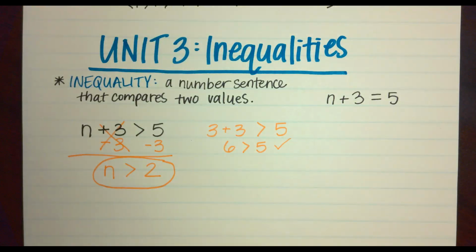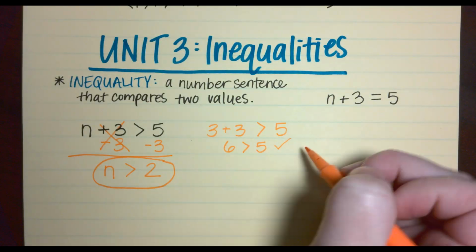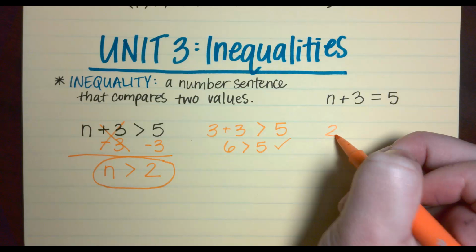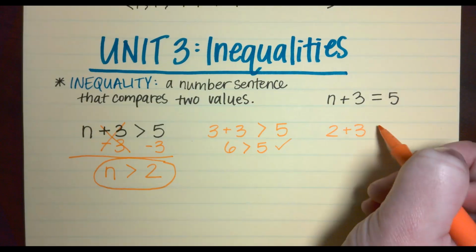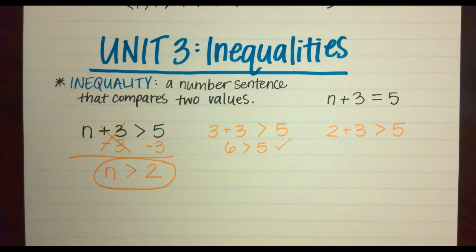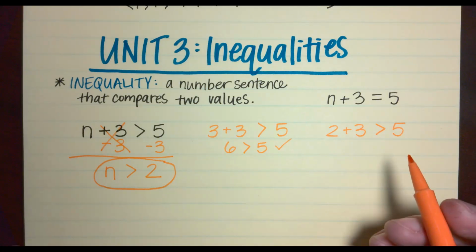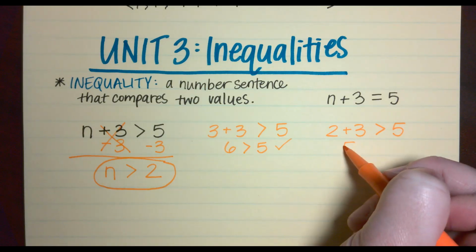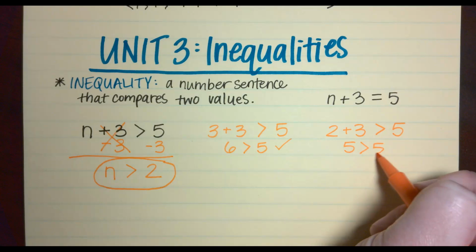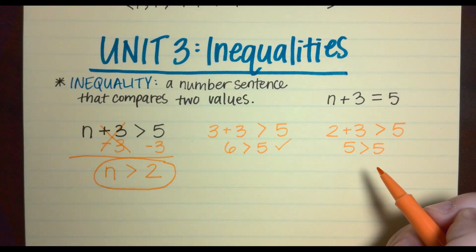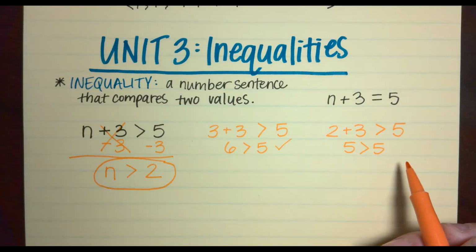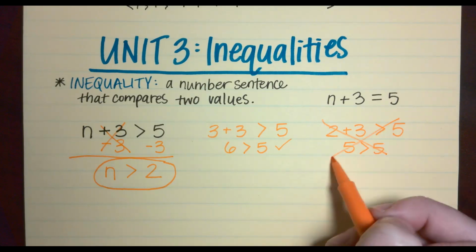No, let's look at that. So I'm going to put 2 for n. 2 plus 3 is greater than 5. What's 2 plus 3? 5 is greater than 5. Is that true? No. No, it's not true. 5 is equal to 5. This is not true.